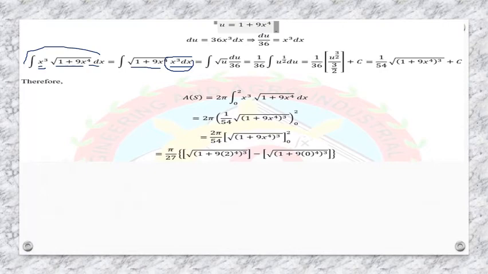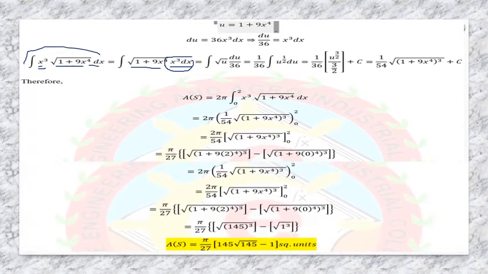So, therefore, ang area of a surface of revolution natin is magiging ito. Okay, so that is equal to pi over 27 times 145 square root of 145 minus 1 square units. So, always square units sa last pag area of a surface of revolution yung hinahanap. Pag area ha, iba din pag volume kasi cubic units. Okay, so ito, simplification lang class. Kindly check if tama ba talaga.